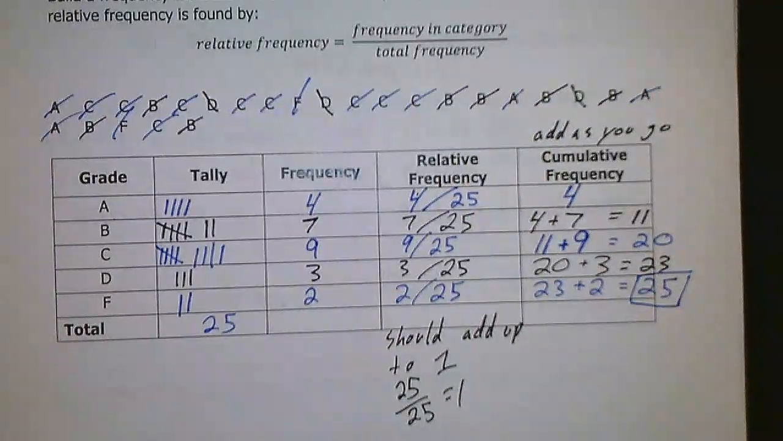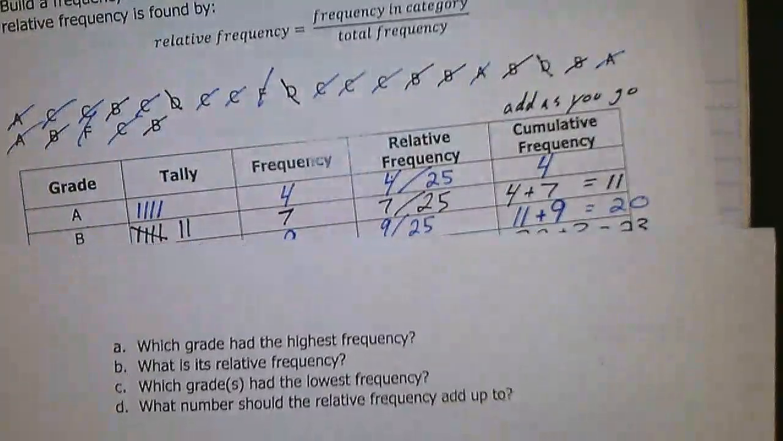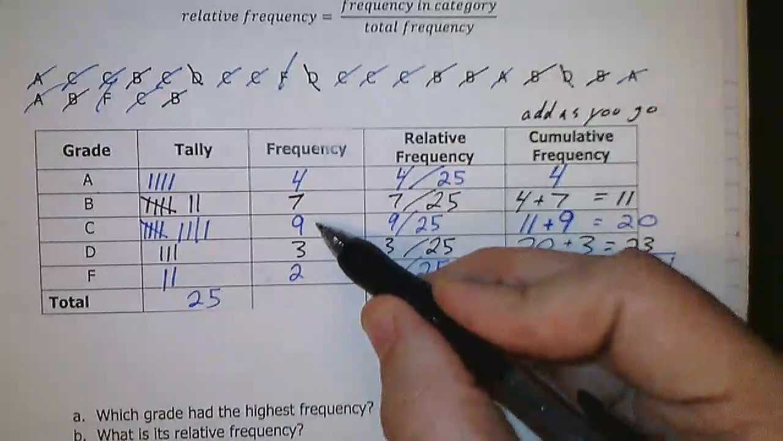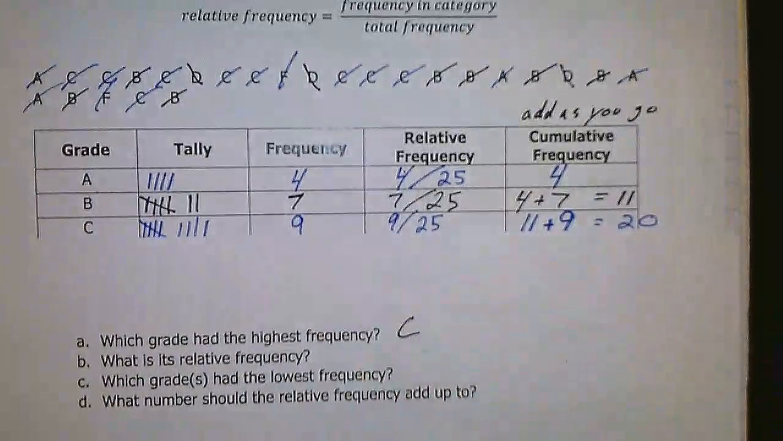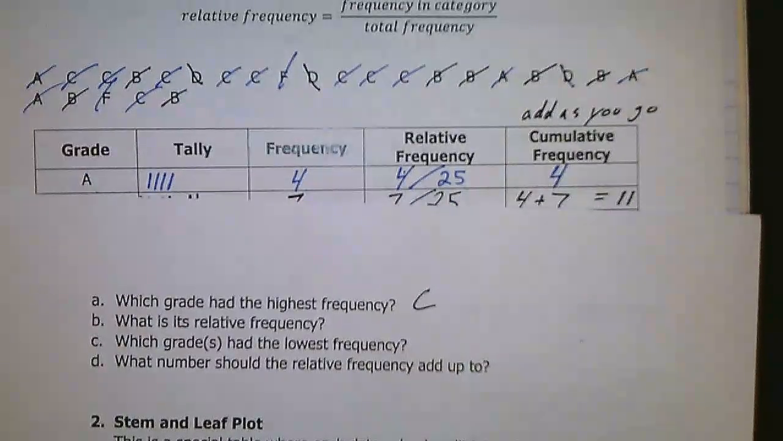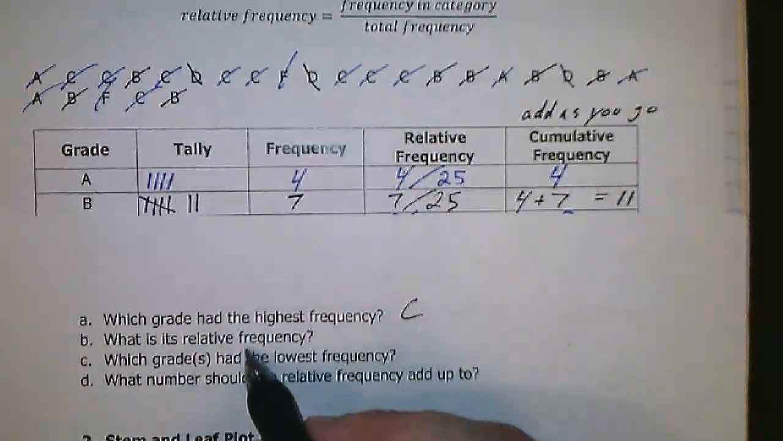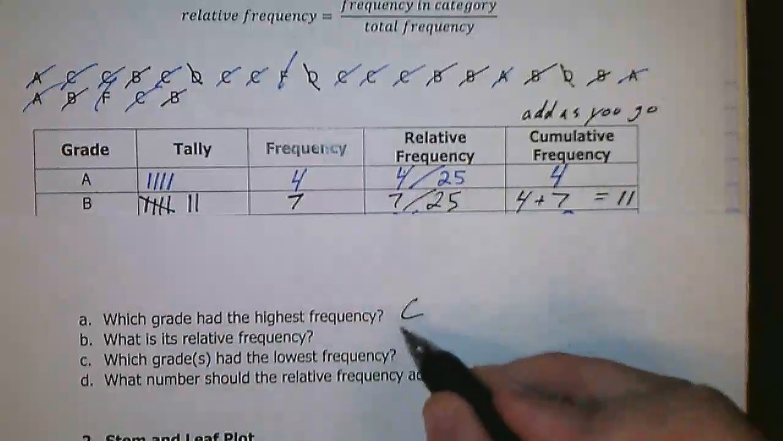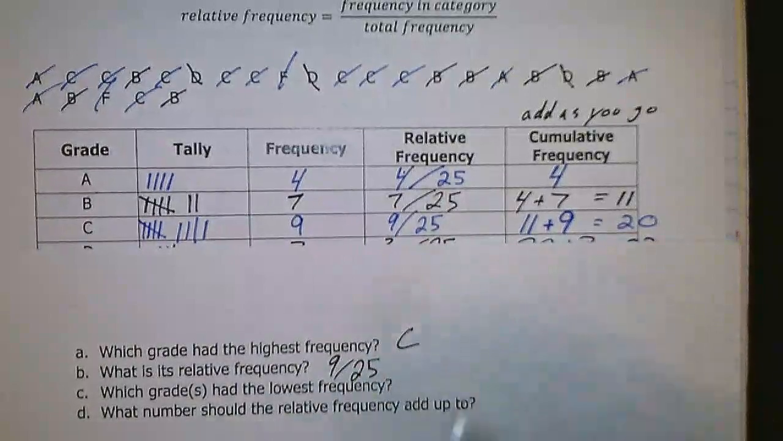So let's turn the page. So I kind of answered some of this, but which grade had the highest frequency? Well, it's the highest number we see under frequency, and that's 9. So C. Students who made a C had the highest frequency. And what is its relative frequency, meaning the part A? For a C, the relative frequency was 9 out of 25.